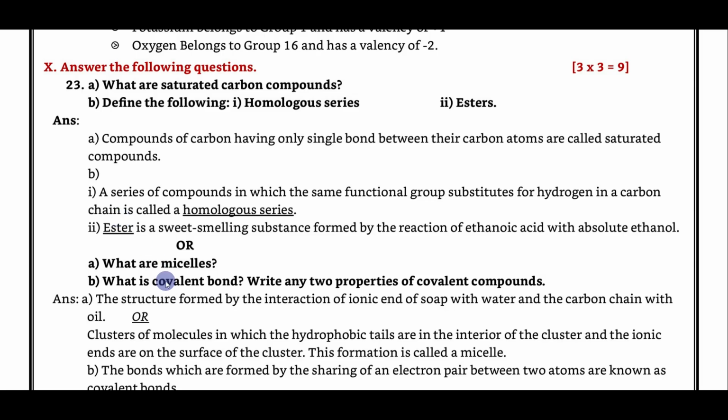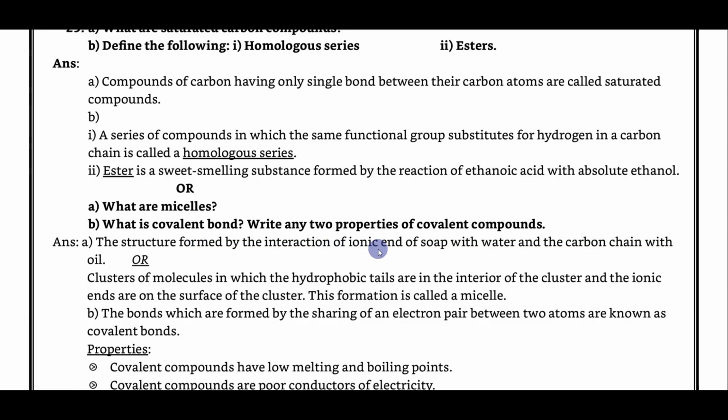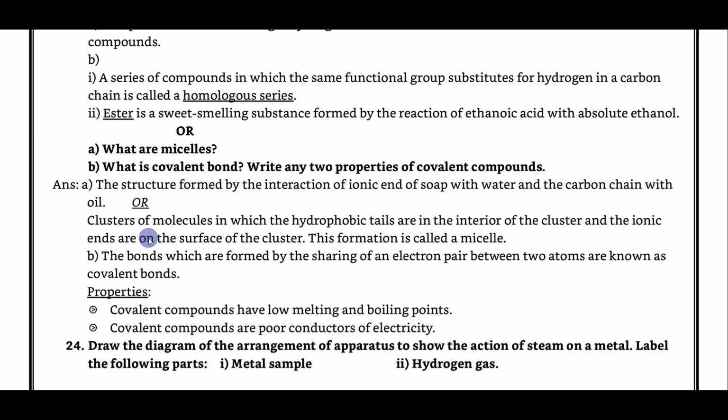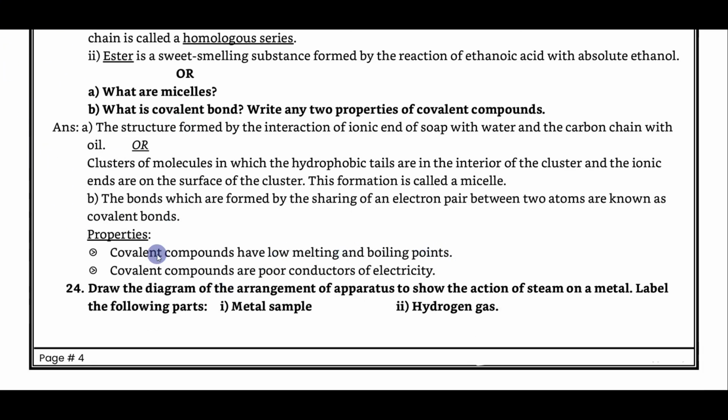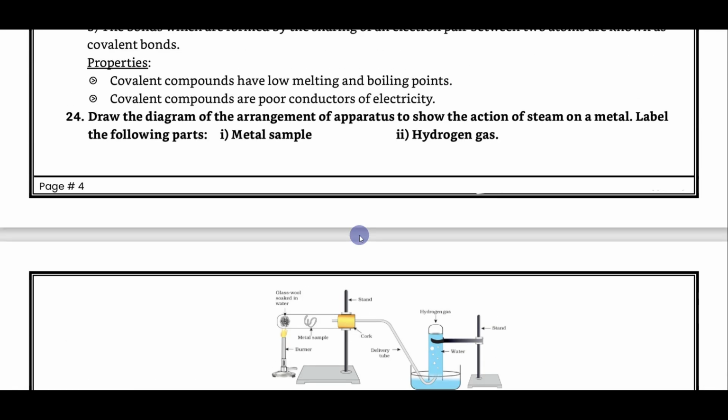What are micelles? What is a covalent bond? Write any two properties of covalent bonds. The structure formed by the interaction of the ionic end of soap with water and the carbon chain with oil: clusters of molecules in which hydrophobic tails are in the interior of the cluster and ionic ends are on the surface of the cluster. This formation is called a micelle. You can draw the diagram also. The bonds formed by the sharing of an electron pair between two atoms are known as covalent bonds. Covalent compounds have low melting and boiling points. Covalent compounds are poor conductors of electricity. Important 3-mark diagram.